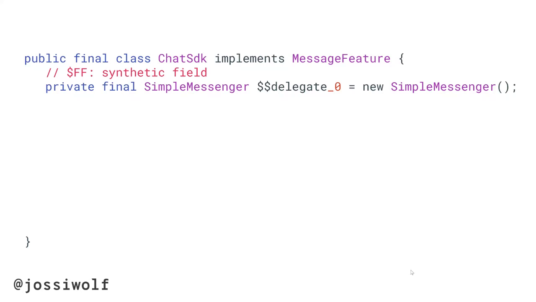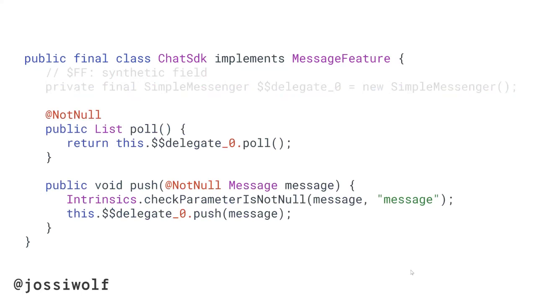So as you can see, it's fairly simple. It's just a field which holds an instance of this simple messenger like we had it in the constructor before. So now what the Kotlin compiler will generate for us is this small helper code, which is adding the method contract to the chat SDK class and then just calling the delegate and delegating the method call. This is super, super awesome because it helps you avoid a lot of unneeded boilerplate code. And it's a feature I really, really love.